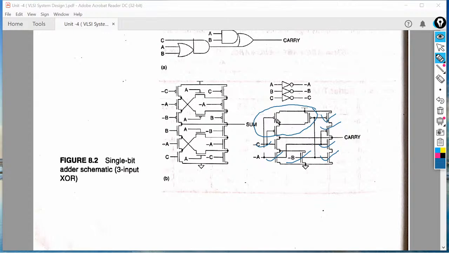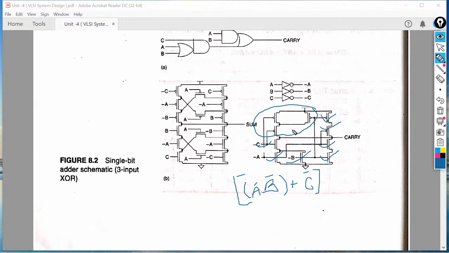Such as here the output expression is, from here we will get A bar, B bar, so the expression will look like A bar dot B bar. How will we get this expression? From this side, A bar dot B bar, and this one is the OR operation, so A bar B bar plus C bar.